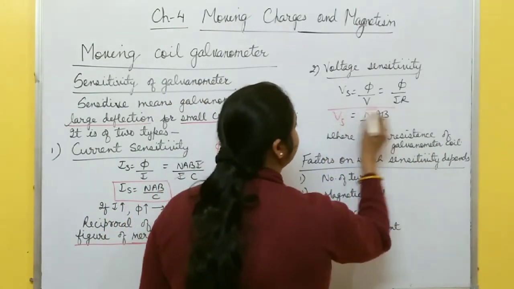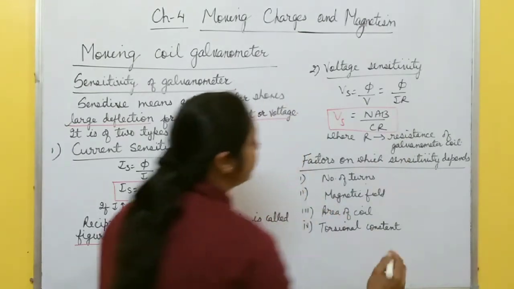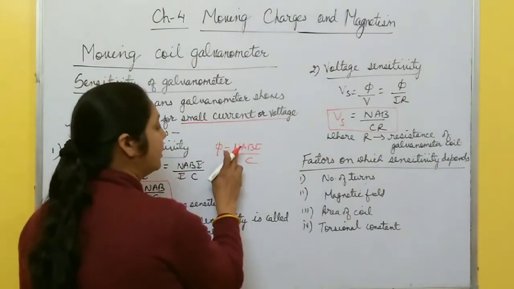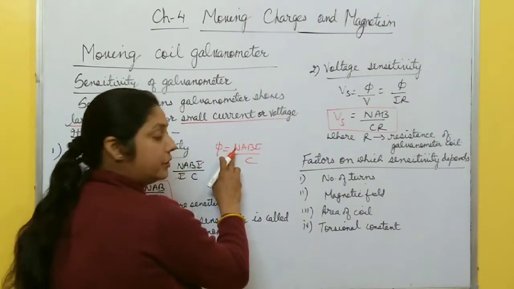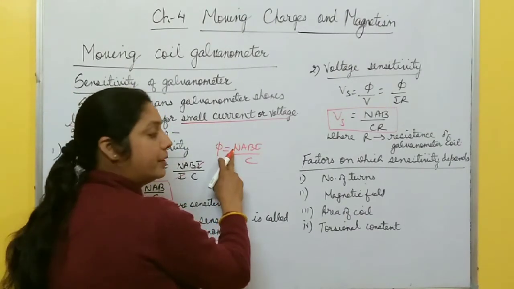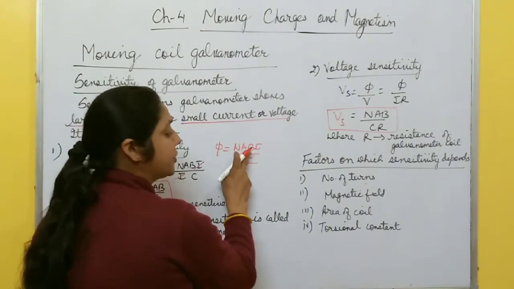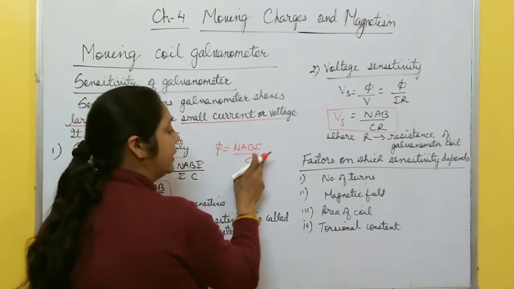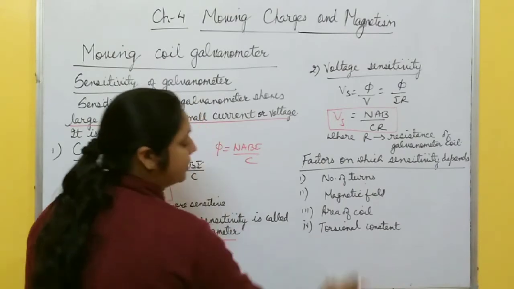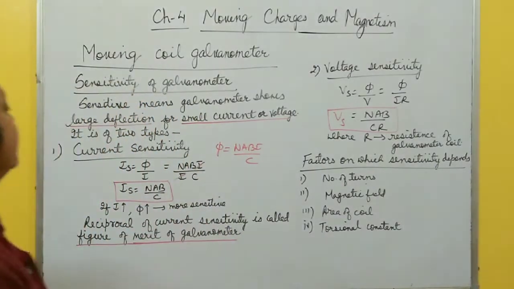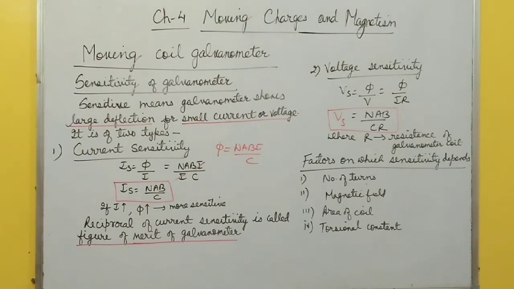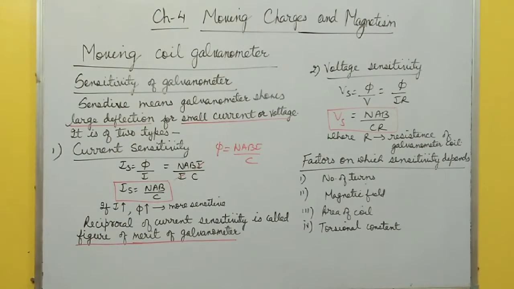This is voltage sensitivity. Now on which factors does this sensitivity depend? It depends on the number of turns of the coil. It is directly proportional to the number of turns, directly proportional to the magnetic field, directly proportional to the area of the coil, current, and inversely proportional to the torsional constant. So in this way you have to define the sensitivity of a galvanometer. It may come in a 1 or 2 marks question. It is also important from the examination point of view.